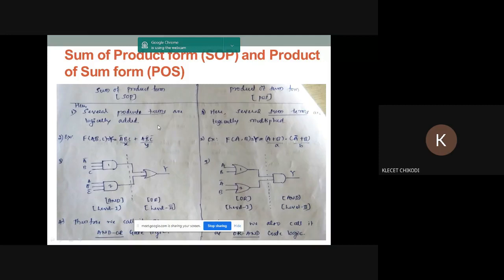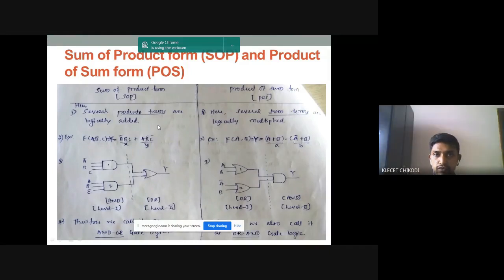You can see that in sum of product form, several product terms are logically added. So whatever the first equation you have solved, that is AB plus BCD plus EFGH, there are three product terms. What you have done is logically added those. Logically adding means you are using the OR gates.